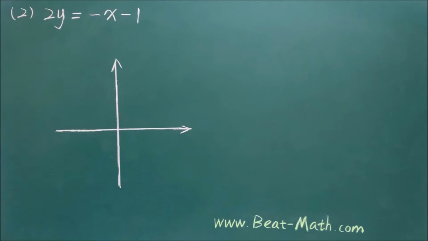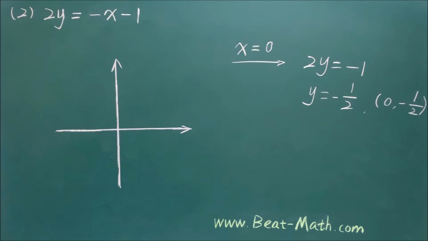2y equals -x minus 1. First, plug x equals 0 into the equation and get 2y equals -1. Divide both sides by 2 and get y equals -1/2. The coordinates of this point are (0, -1/2) on the y-axis here.